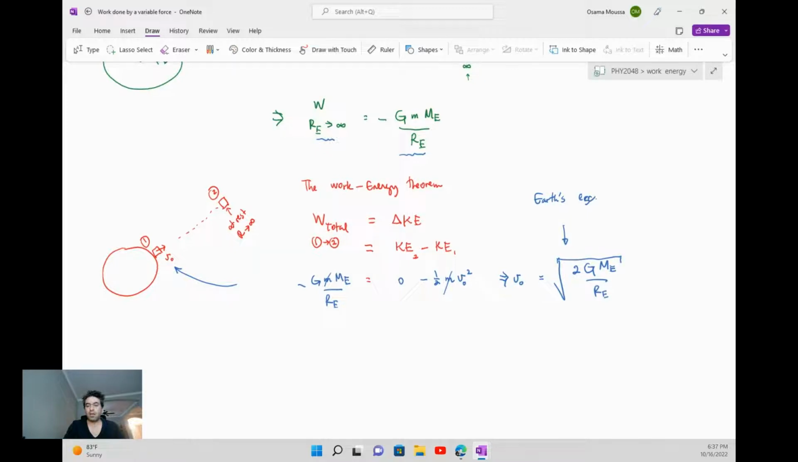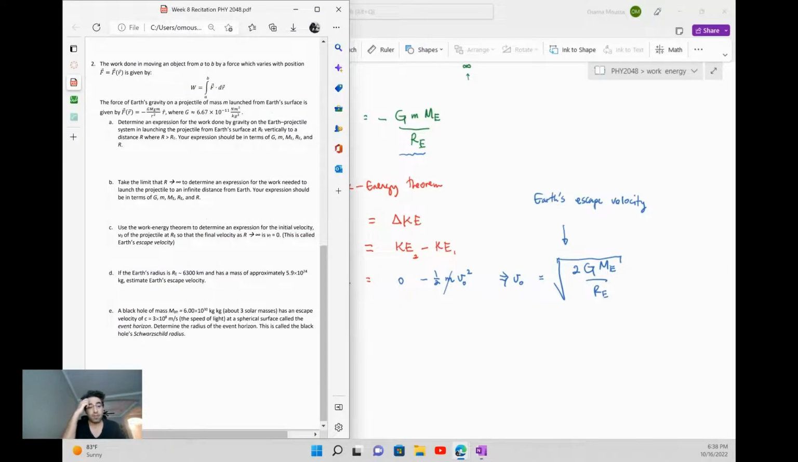If you launch anything with this velocity, you notice that it doesn't depend on the mass of the object itself. So any object that you launch with this velocity, if you can throw a stone this fast, you can actually get it to escape from Earth. Now let's plug in some numbers and see exactly how big that velocity is.